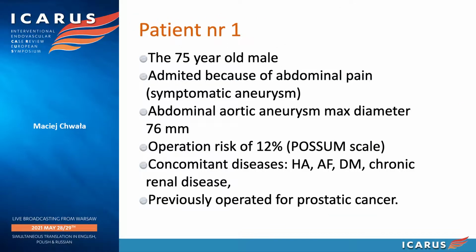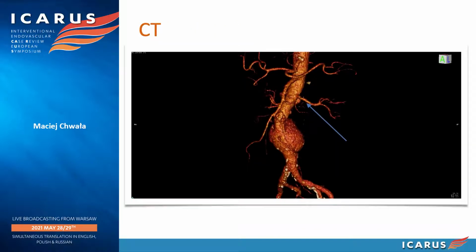The first patient is a 75-year-old male, admitted because of abdominal pain. He had a 76 millimeter aortic aneurysm, high operation risk, numerous concomitant diseases, and he was previously operated on for prostatic cancer. Because of those diseases, we decided to go for an EVAR procedure.